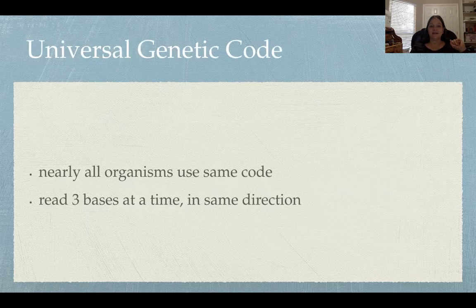We consider our genetic code to be universal because pretty much all organisms use the same code and they use it in the same way, reading those 3 bases at a time. It gets read in the same direction.